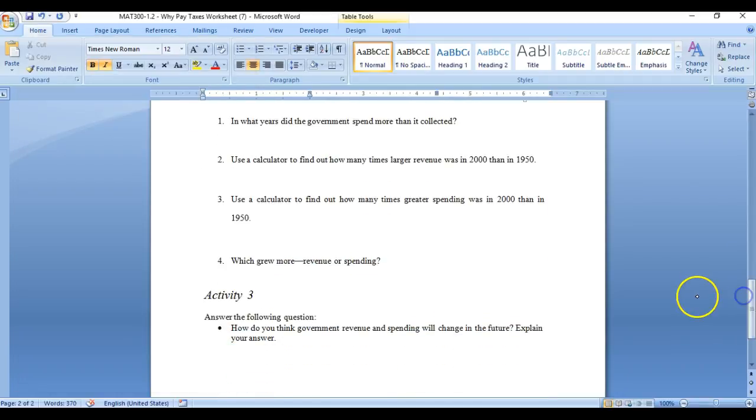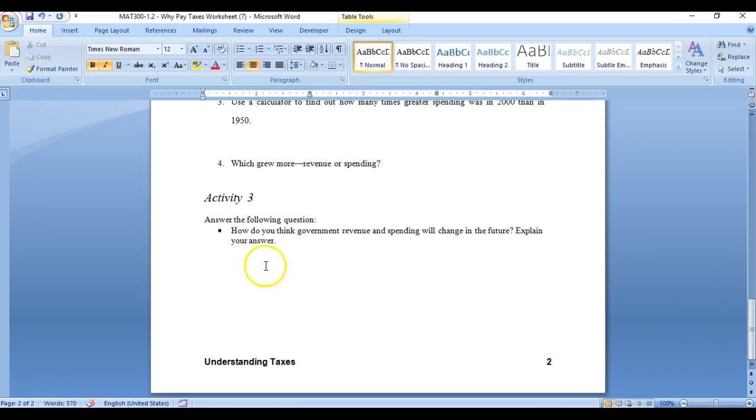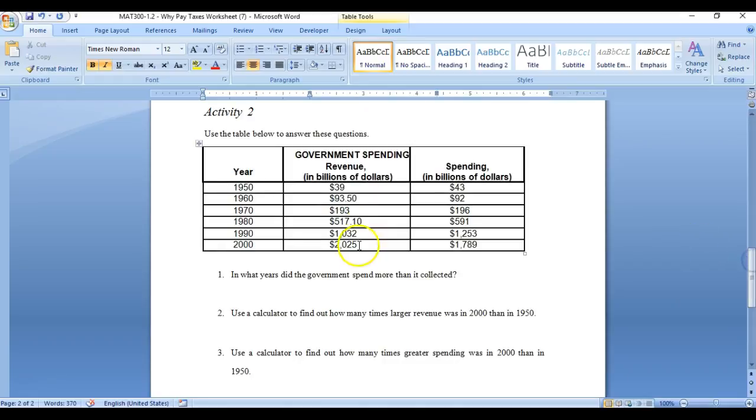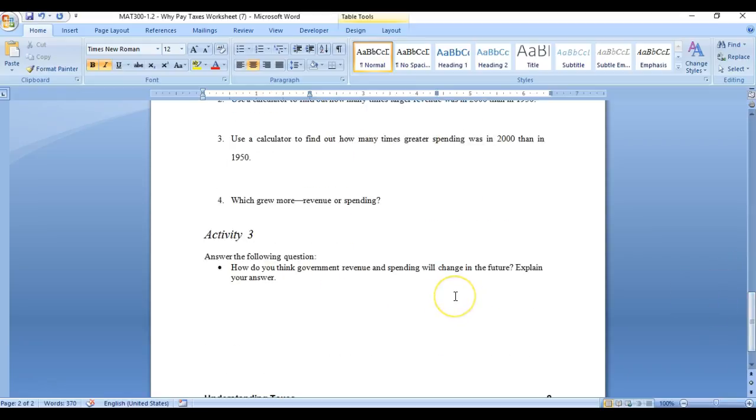So once you find how many times it was greater, you're going to compare which one was greater, revenue or spending. You would just look at each of these and say which one was bigger. And then the last question, how do you think government revenue and spending will change in the future? So looking at that table, decide, well, what's going to happen in the future? Is it going to follow the same pattern? Do you think it will be different? This one is more of your opinion. So as long as you give a good, valid explanation, you'll get that one correct.